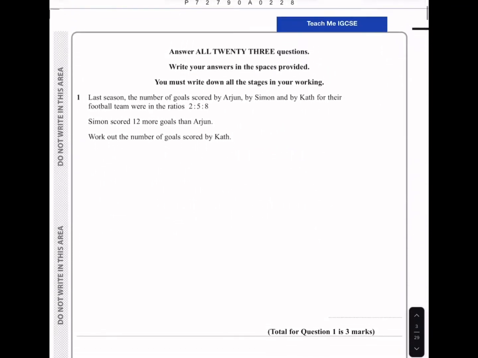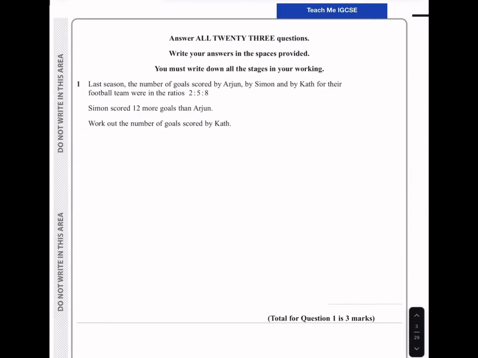Question 1. Last season, the number of goals scored by Arjun, by Simon, and by Kath for their football team were in the ratio 2 to 5 to 8. Simon scored 12 more goals than Arjun. Work out the number of goals scored by Kath.